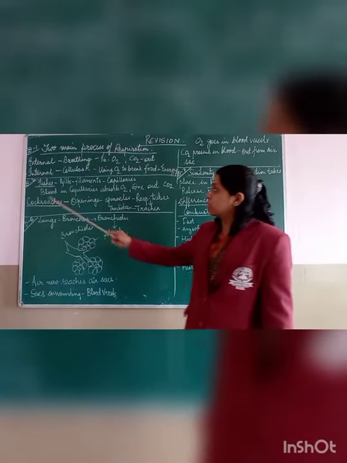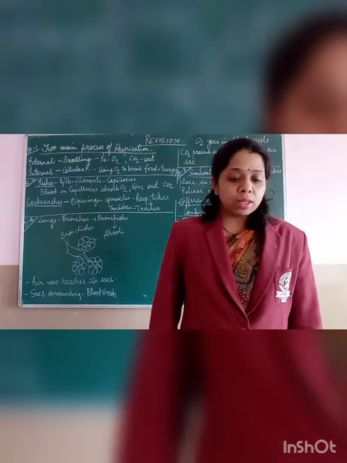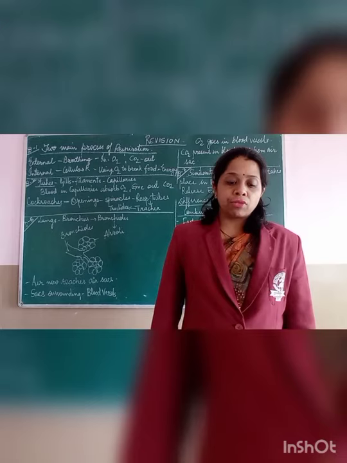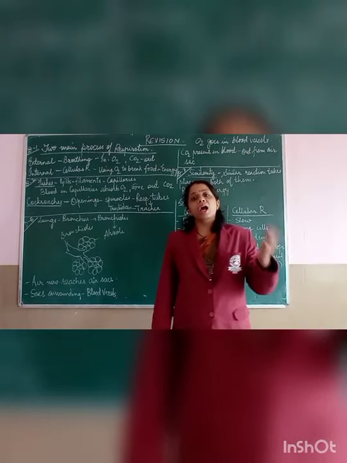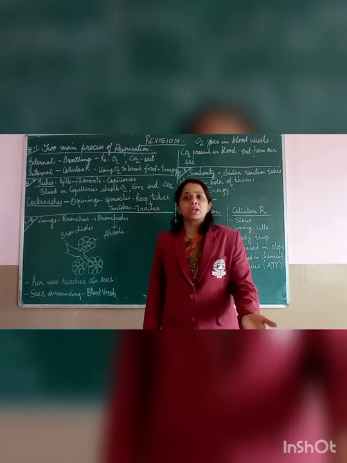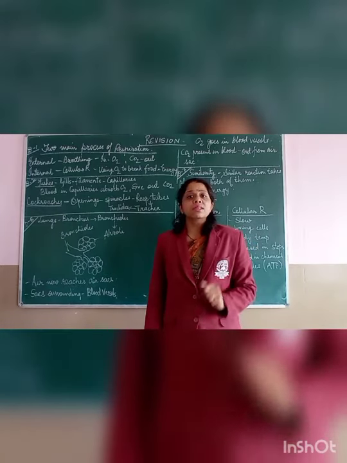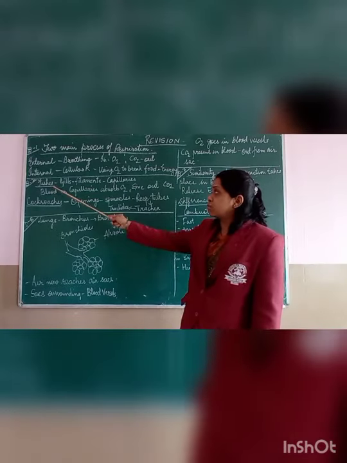Now we will discuss the second answer. Let us see what the question is. Question number 2 is: how does exchange of gases occur in the following? First is fish and cockroach. So here we have to tell how oxygen is taken in and how carbon dioxide is going out. We are going to discuss two organisms. First one is fish and second one is cockroach.